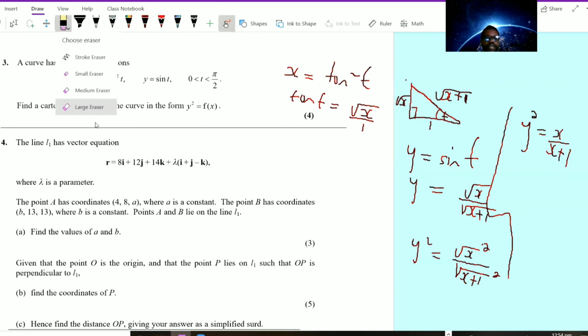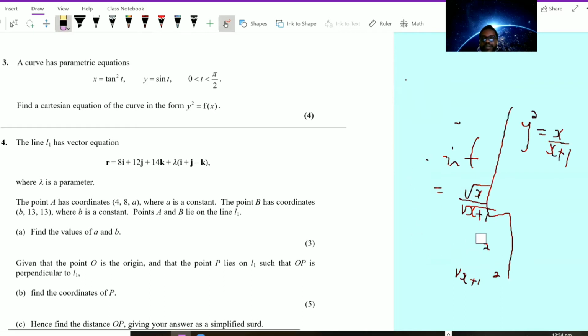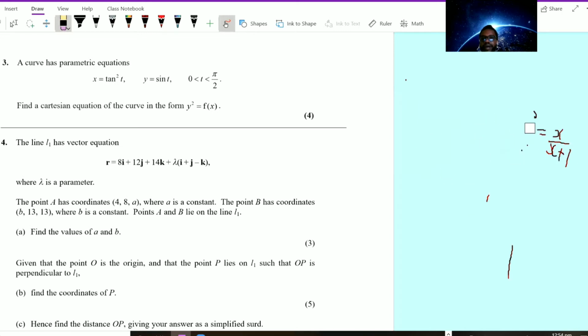A second way of looking at it is that you could find a connection between tan squared and sine that will allow it to be cancelled out. So that will allow you to eliminate the parameter, which is t. All right. Now, there are different ways of doing this.